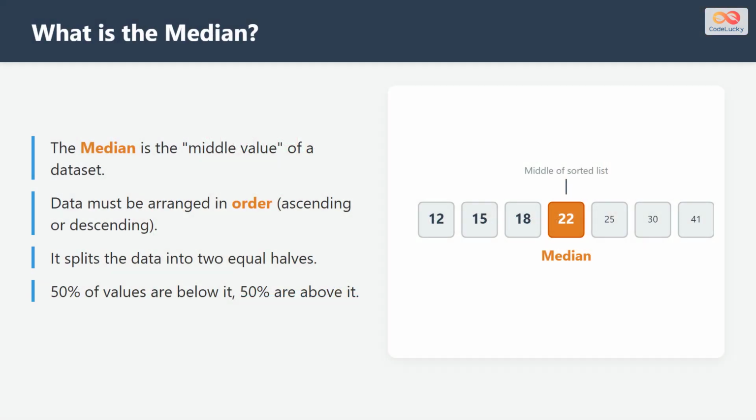First, let's quickly recap what the median is. The median is simply the middle value of a dataset when it is arranged in order. Whether you sort your numbers from smallest to largest or largest to smallest, the median is the value that sits right in the center. It splits the data into two equal halves, with 50% of the values below it and 50% above it.